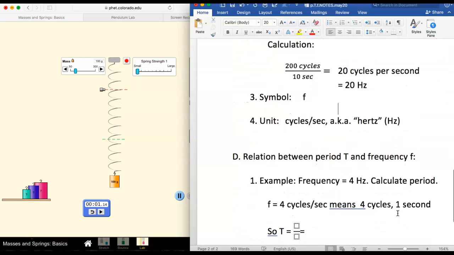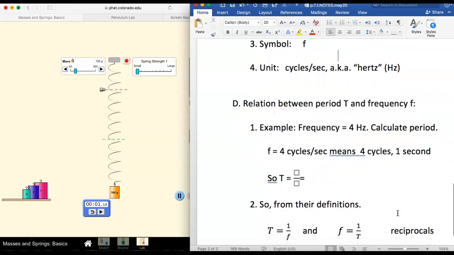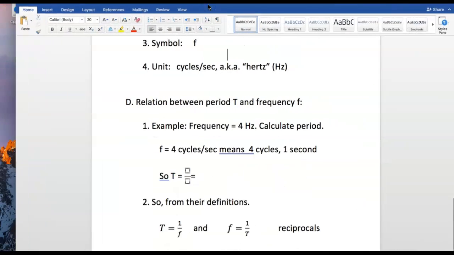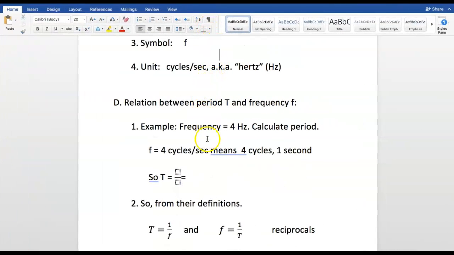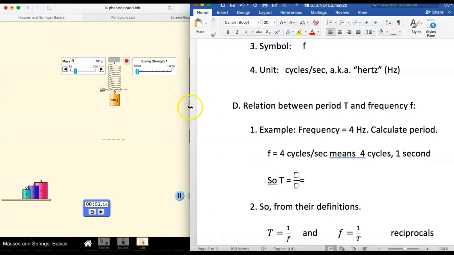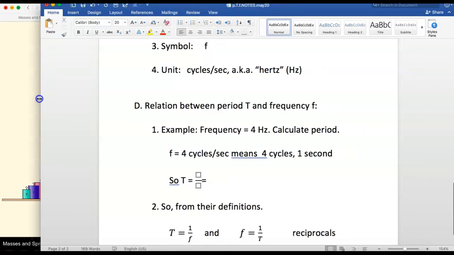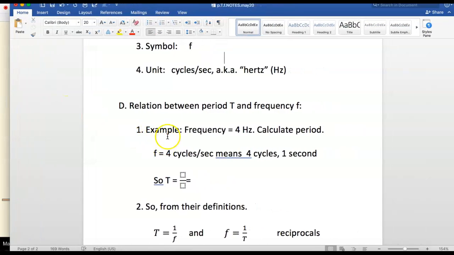All right, and finally, this was at the end of the lab as an optional part, the relationship between period and frequency. Here's an example. Let's say the frequency is 4 hertz. It says calculate the period.